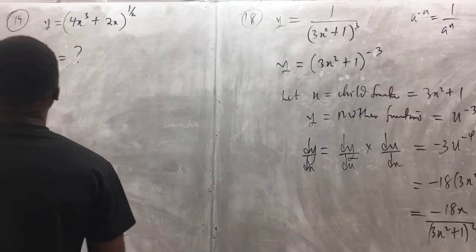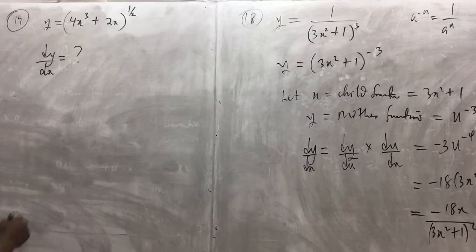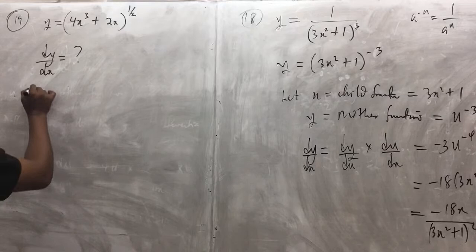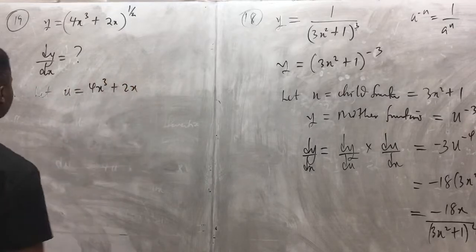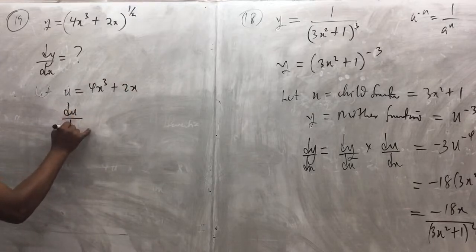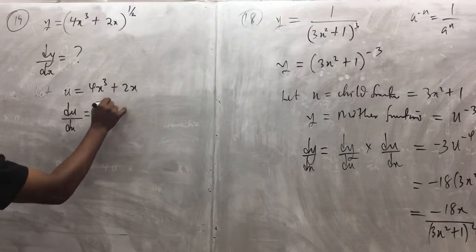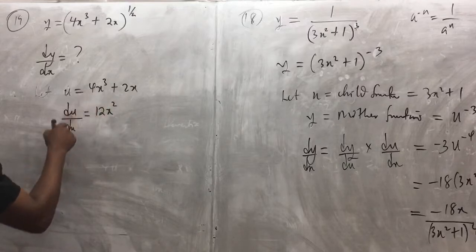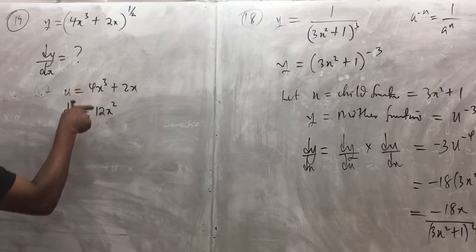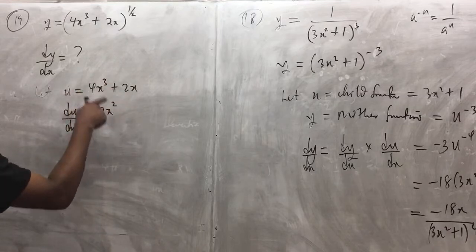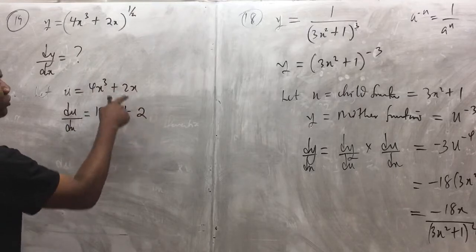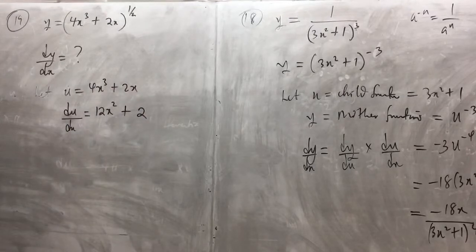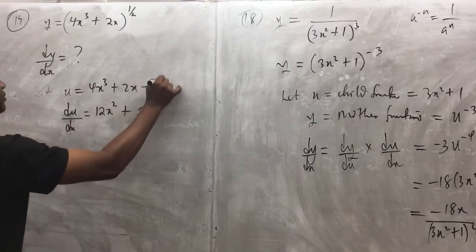So welcome. So let's move over to solving question 19. So let u be equal to 4x raised to the power 3 plus 2x. So du/dx will be equal to 12x squared plus 2. How did we get 12x squared? 3 times 4 is 12, and 3 minus 1 gives you 2. And differentiating 2x gives you 2 because this is a linear term. Since we've called u the child function, this is my child function.